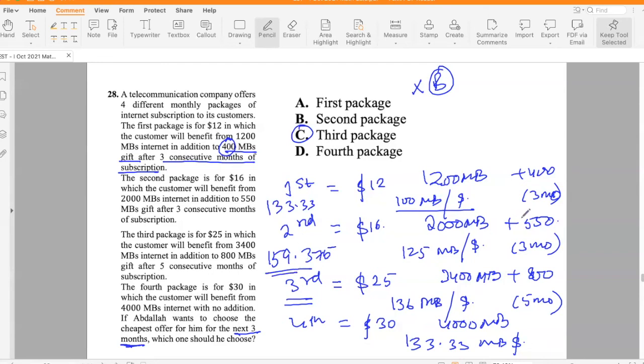But I don't think that makes sense, because we are only looking at the next 3 months, and this addition only comes into effect at the end of 3 months, right? So I still feel that we should not include these additional values. We should only look at the original values, in which case package third is the best. But if you include these additional packages, then it's second.